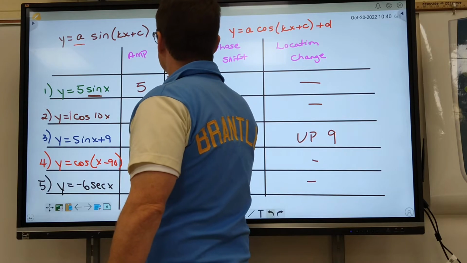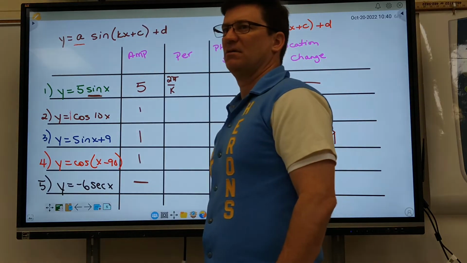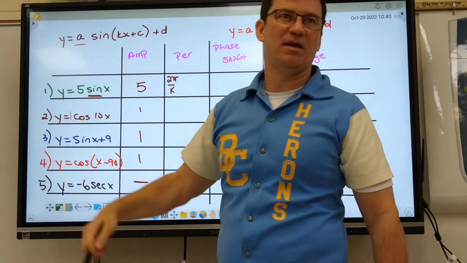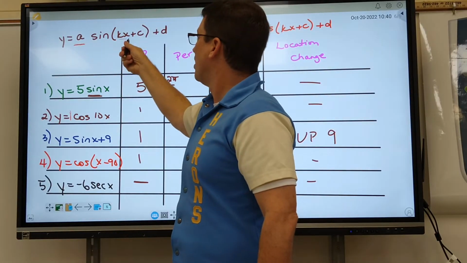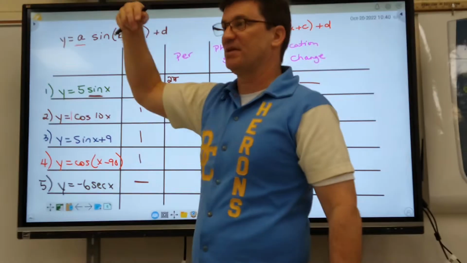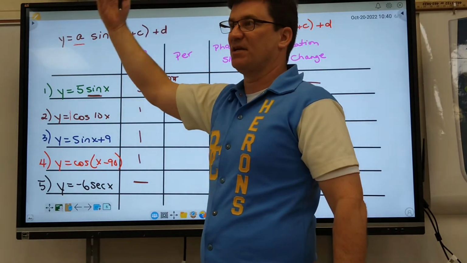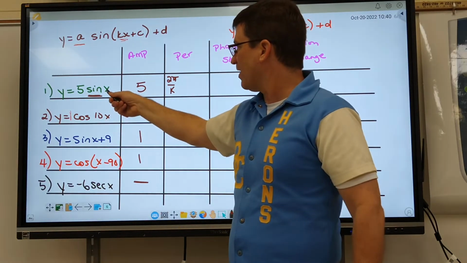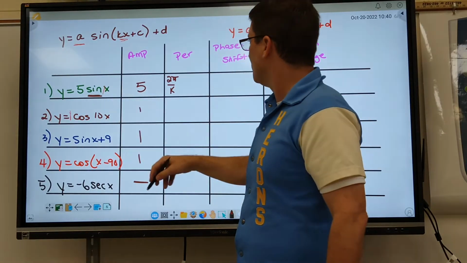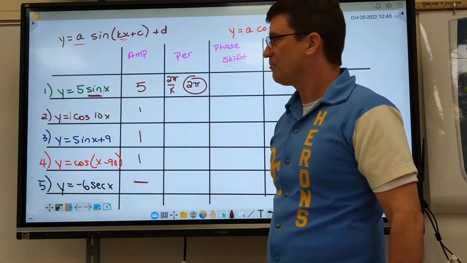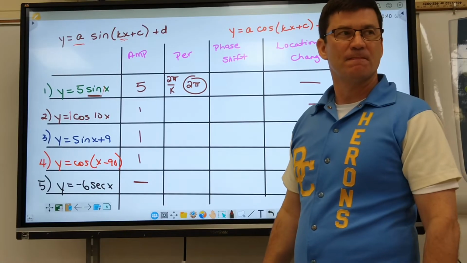All right, so what is k? Look on the top left-hand corner. You have a formula that tells you where to look to find k. K is the number that's right in front of the x. So if it's 5x, then k is 5. 6x, then k is 6. How about on number 1? What number is in front of the x right here? 1. So 2 pi over 1 is 2 pi. That wasn't bad.